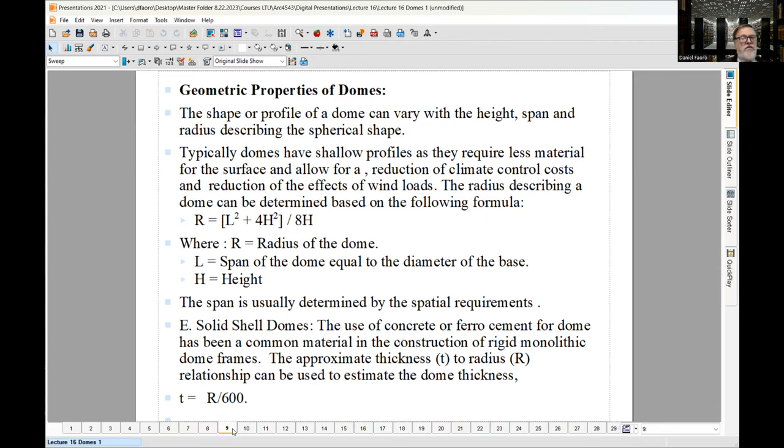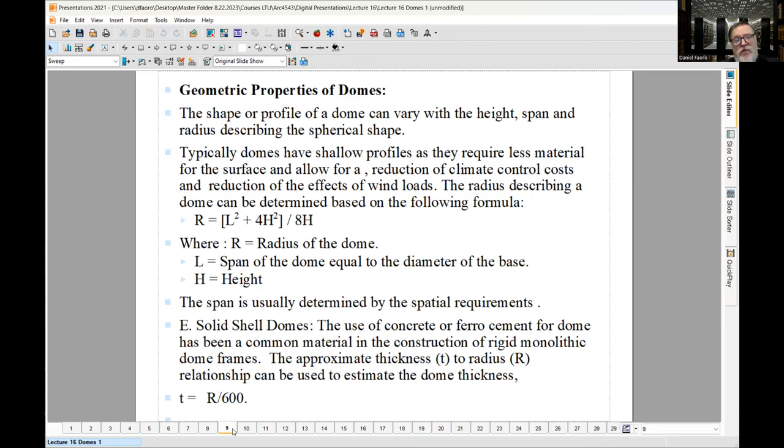L is the horizontal span of the dome, diameter base. H is the height, and R is the generating radius that generates that circular shape. Span is usually determined by spatial requirements, how much height, how much area do you need.